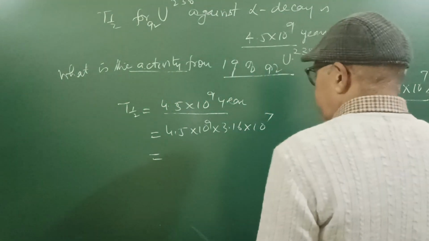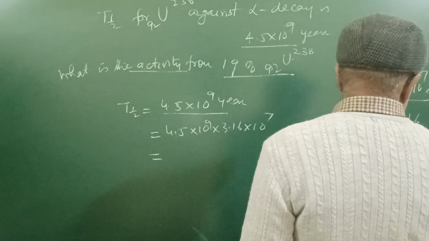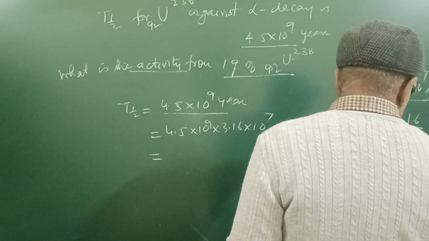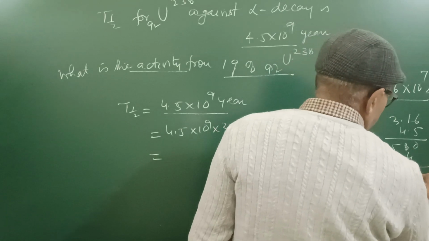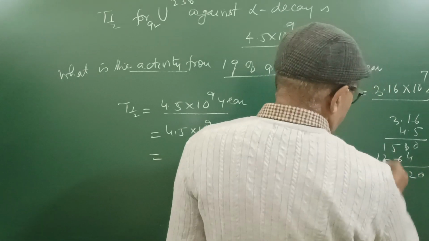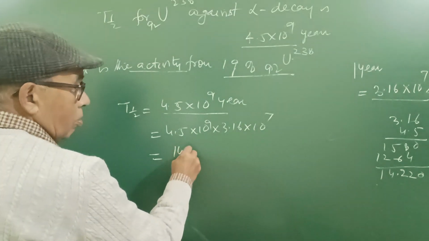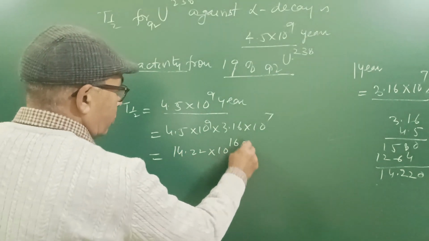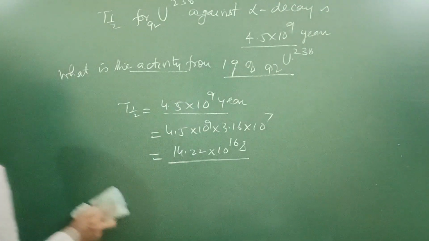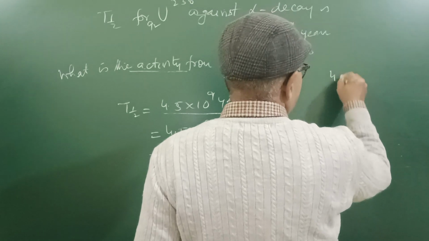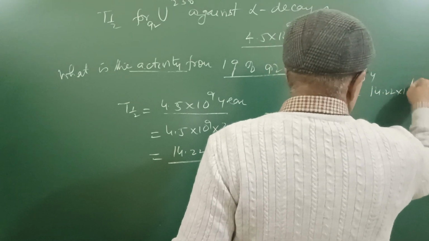So 3.16 into 4.5 comes to 14.22, so it is 14.22 10 to the power 16 seconds. It will be needed here because you are asked rate of activity. So 4.5 10 to the power 9 years is equal to 14.22 10 to the power 16 seconds.